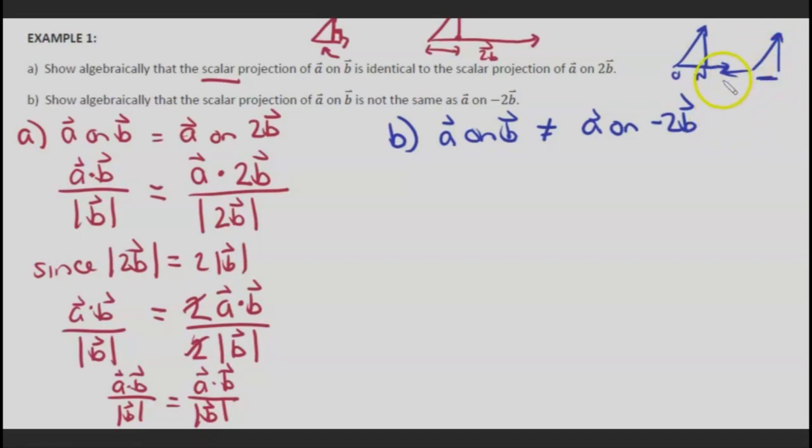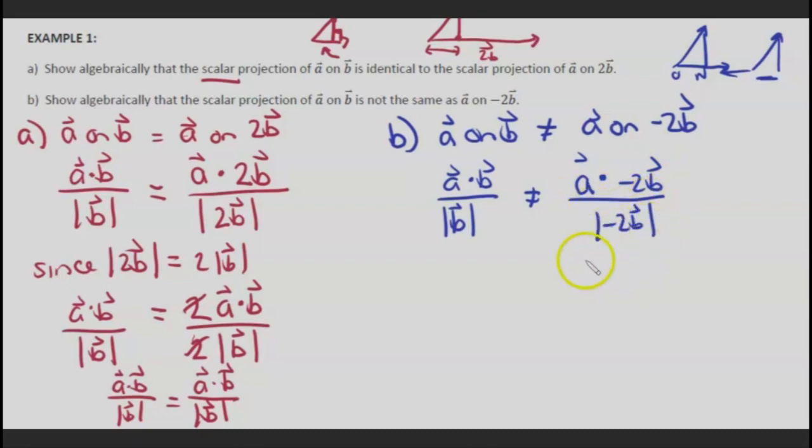Okay, when the B goes in the opposite direction. So let's go A dot B over magnitude of B. Okay, that's A on B. That's now not going to equal A dot negative 2B over the magnitude of negative 2B.